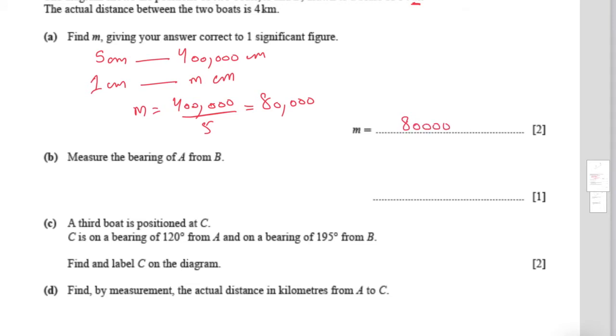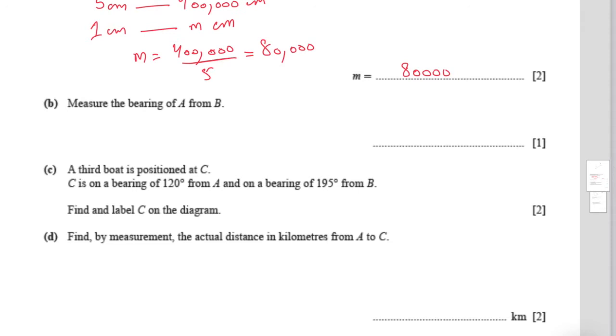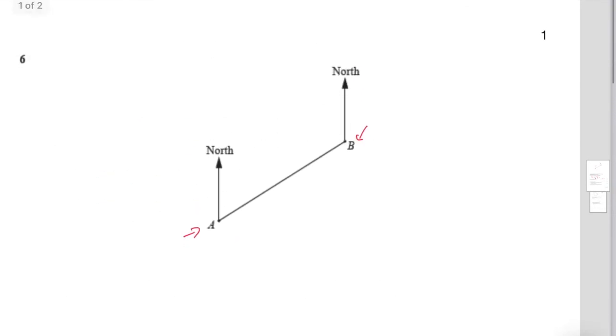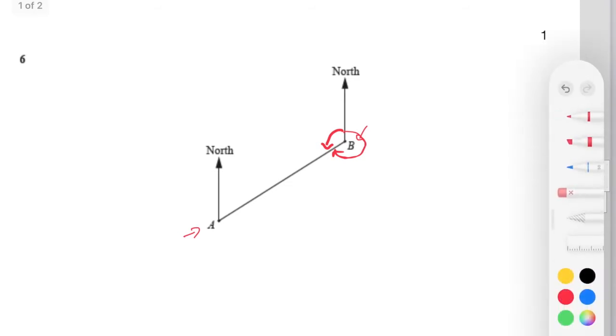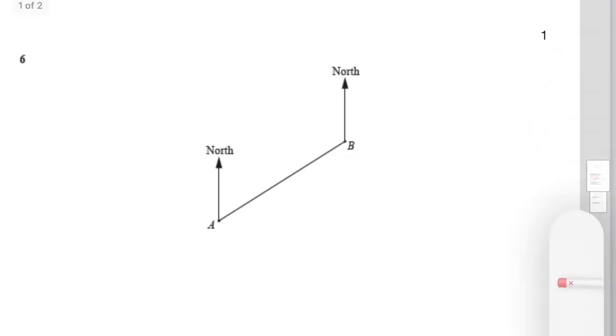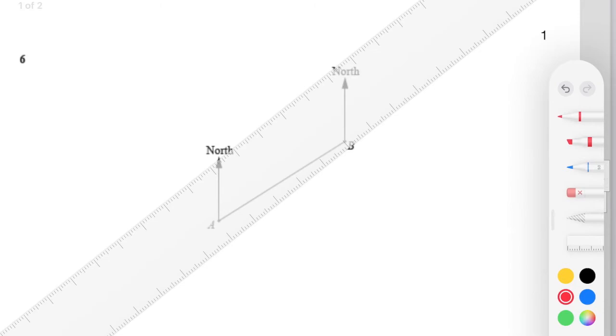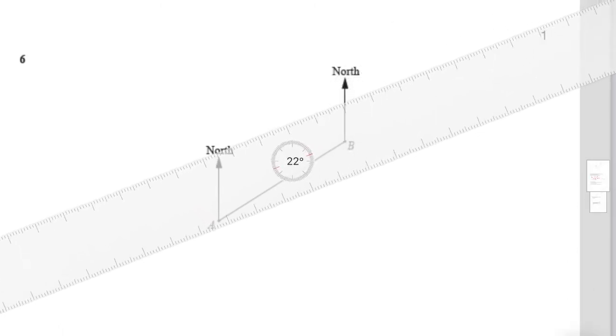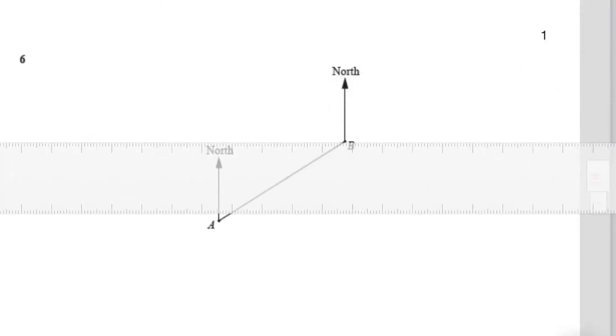Okay, let's move on. Measure the bearing of A from B. That means they're asking us to find this angle right here. But if we find this angle and subtract it from 360, it would give us the same answer. So let's do that. First of all, let's erase all of this. Second is take out our scales. And the best thing about this scale is that it also gives us the angles in the middle.